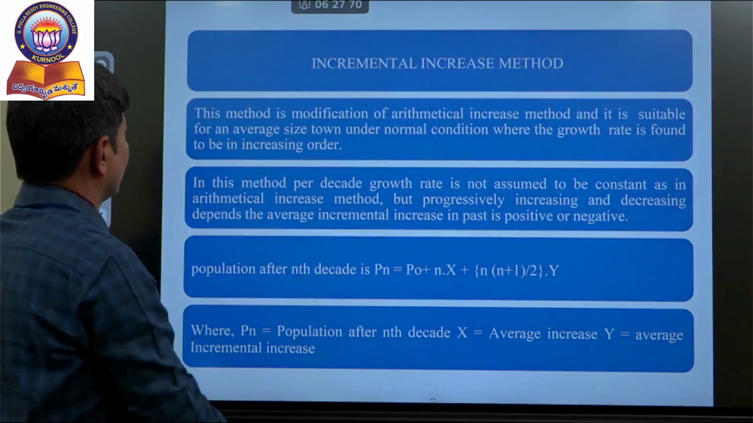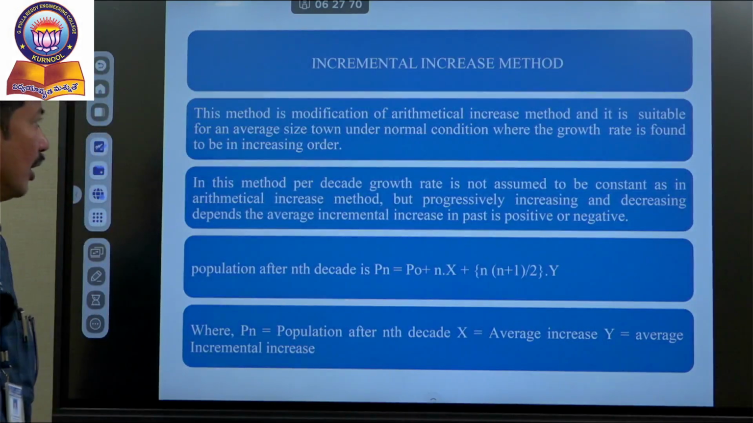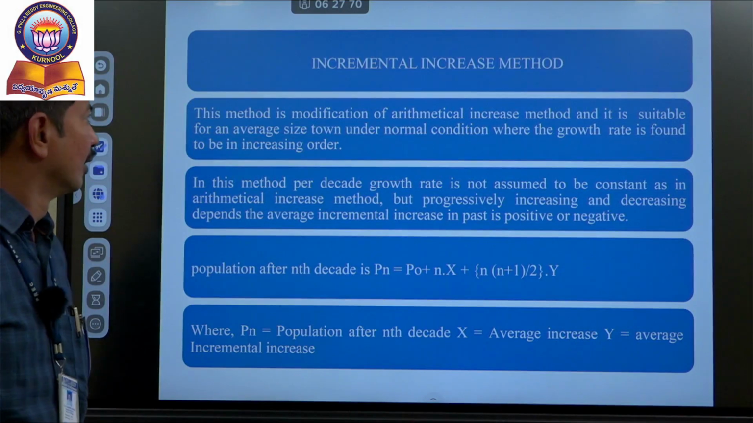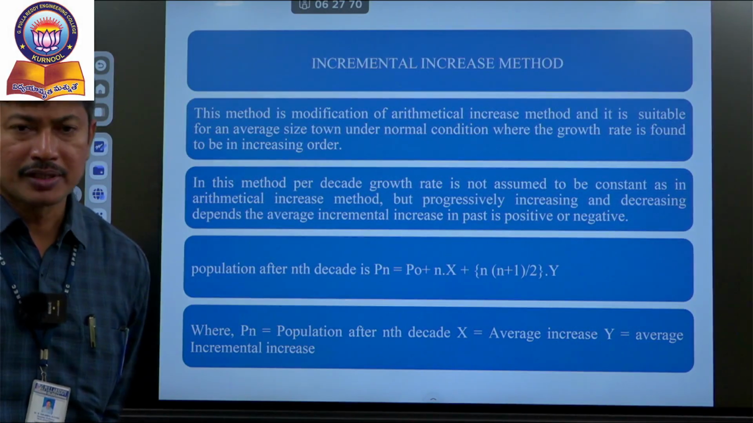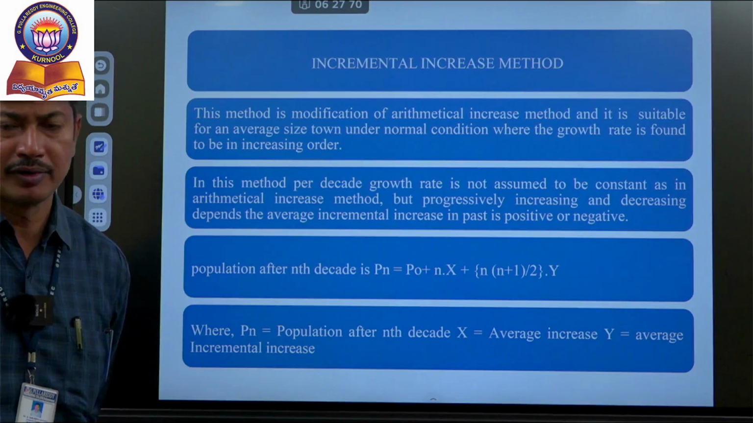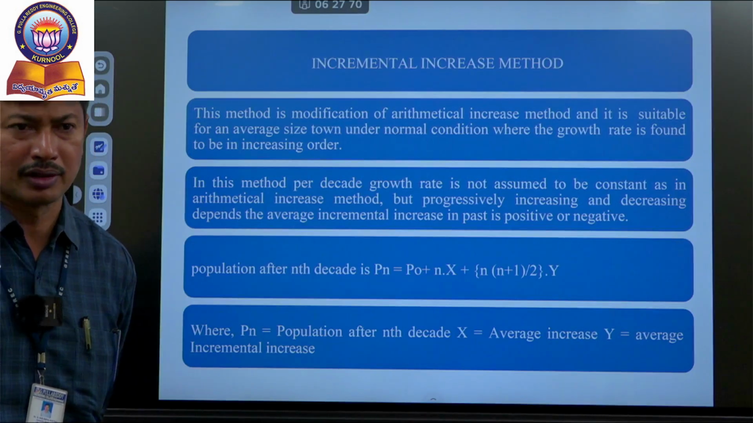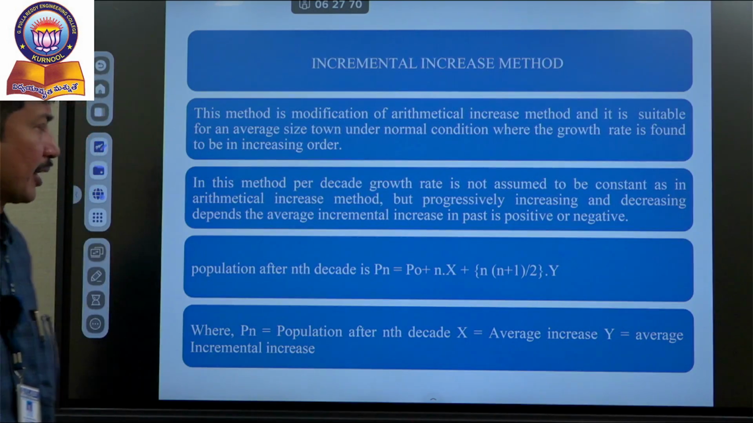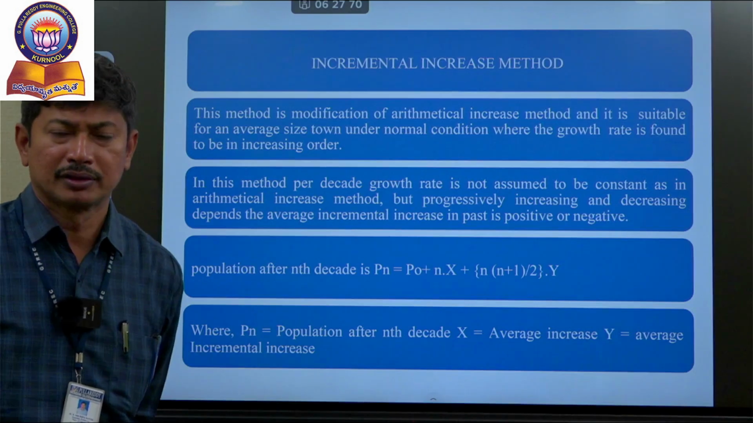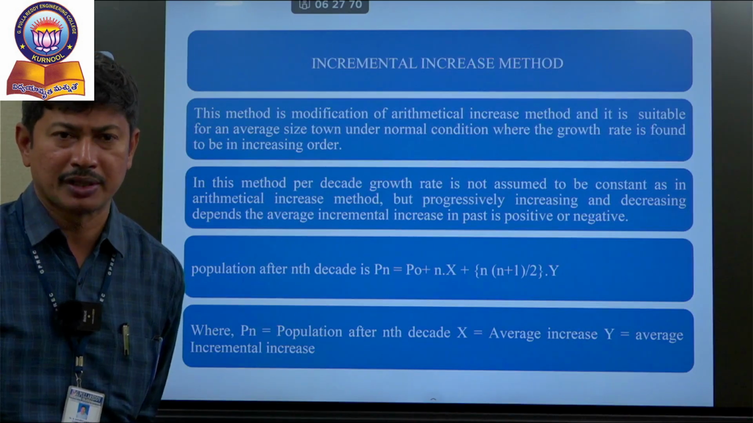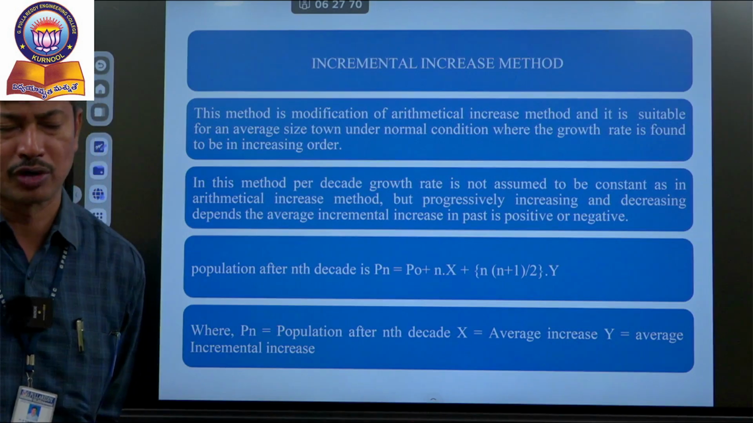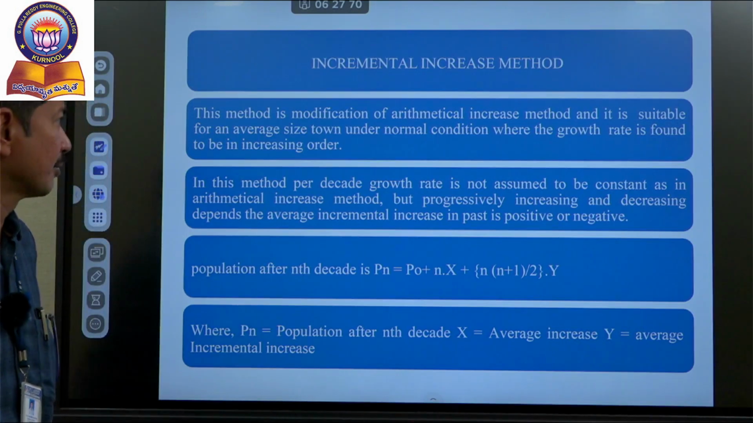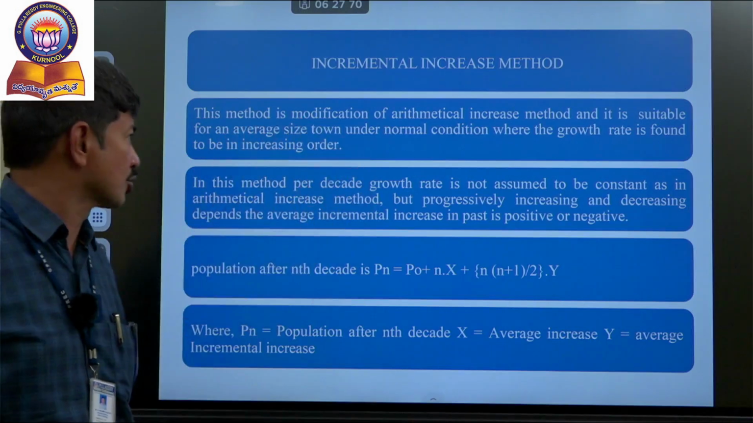Missing incremental increase method. In this method, the percentage increase in population is not assumed to be constant, as in the geometric method. There is another method, the geometric method, in which the percentage increase in population is assumed constant. In the incremental increase method, we are not assuming that.